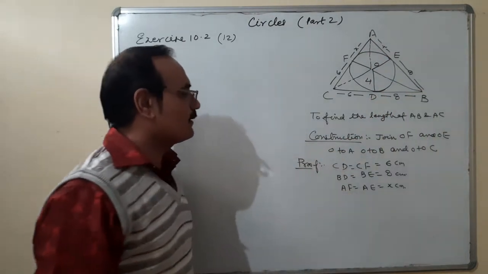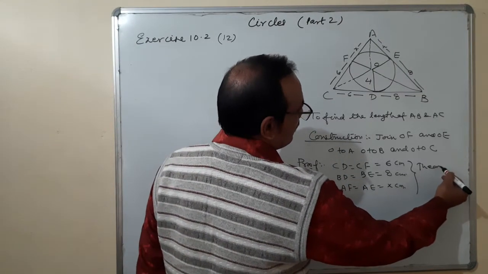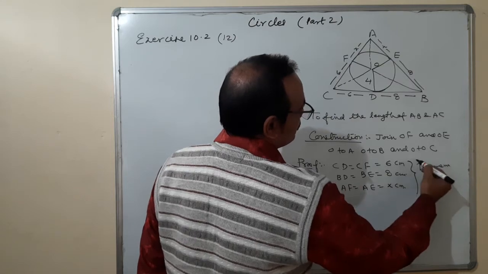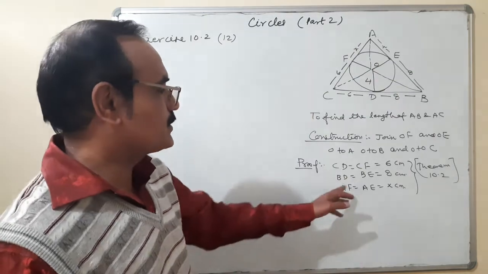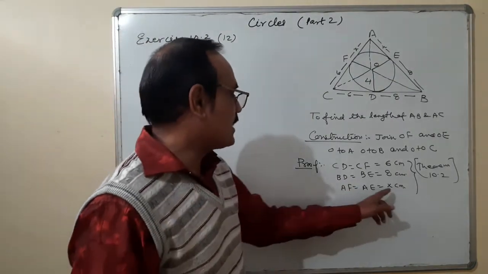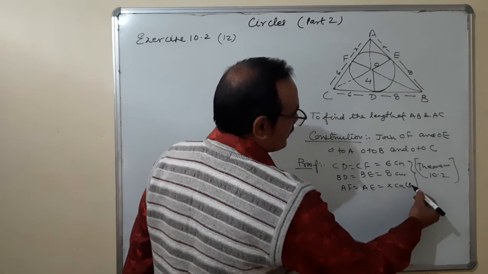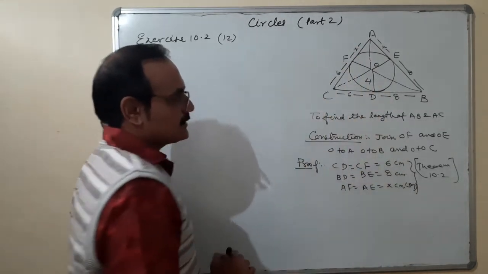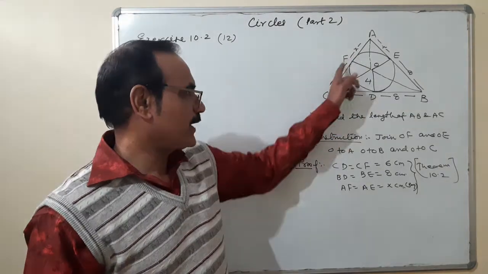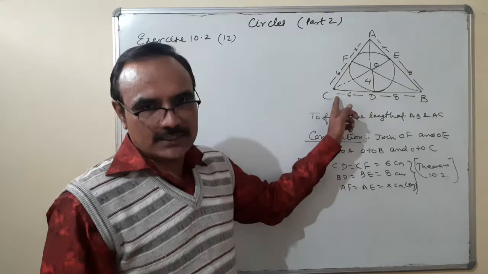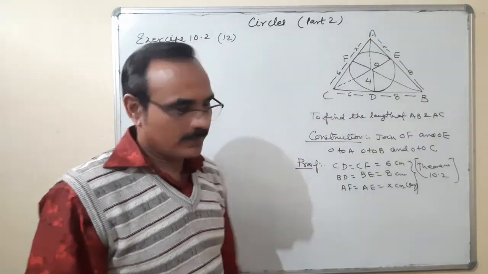And all these are coming by theorem 10.2. Which theorem 10.2? Lengths of tangents drawn from an external point to a circle are equal. This I have considered AF is equal to AE is equal to X centimeter. Now finally what are we finding? We are finding the value of X, which is to be added with 6, the length of AC, and the same X is to be added with 8, the length of AB.